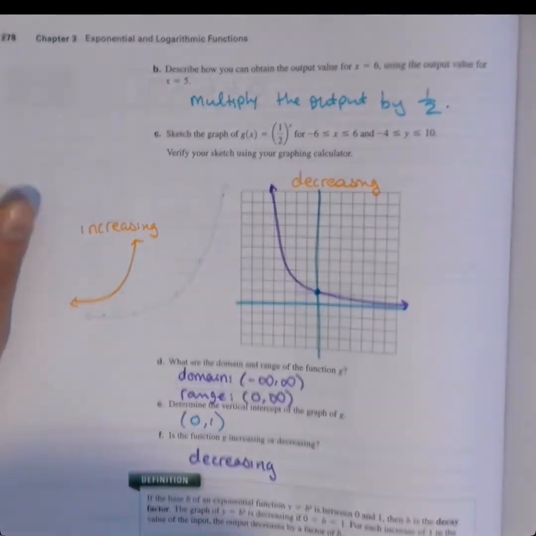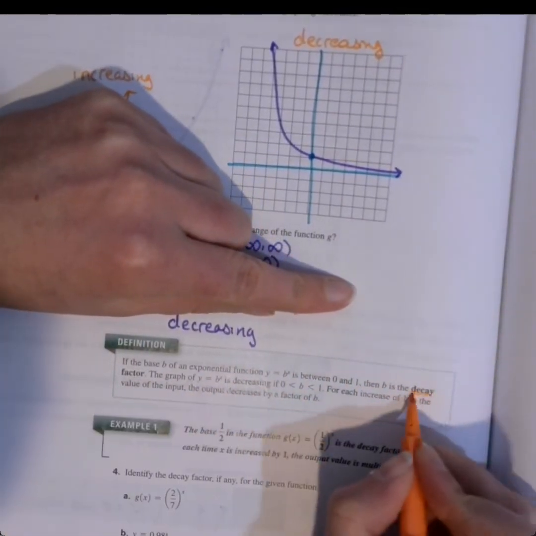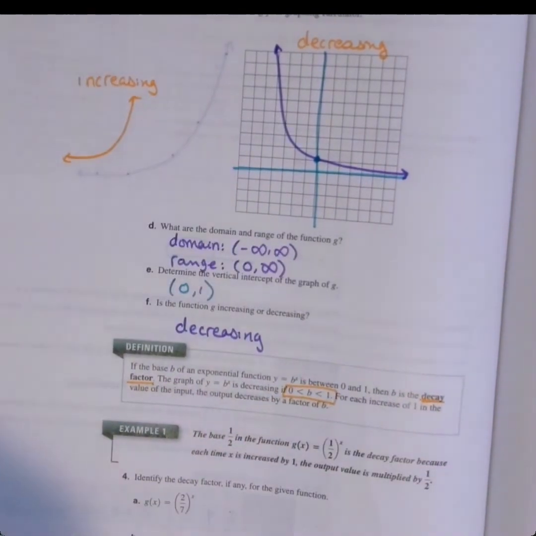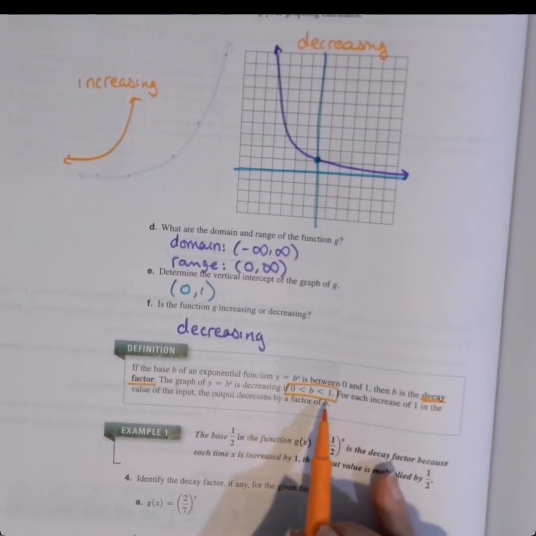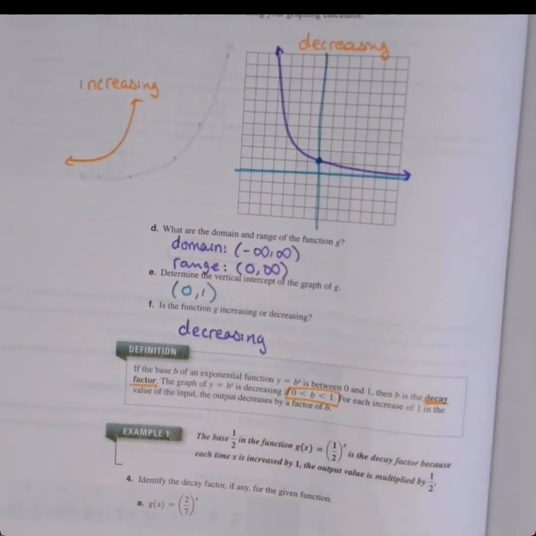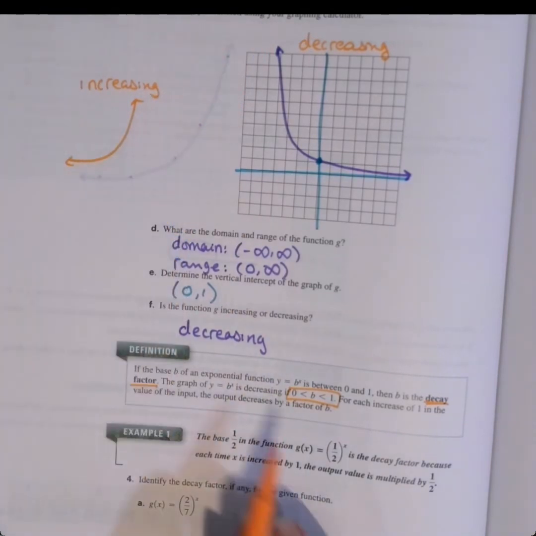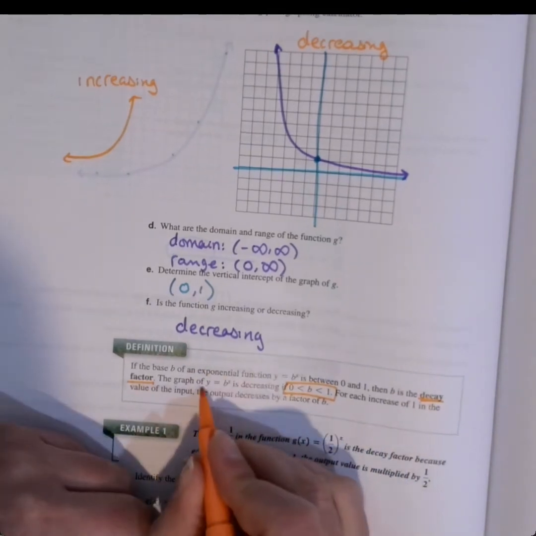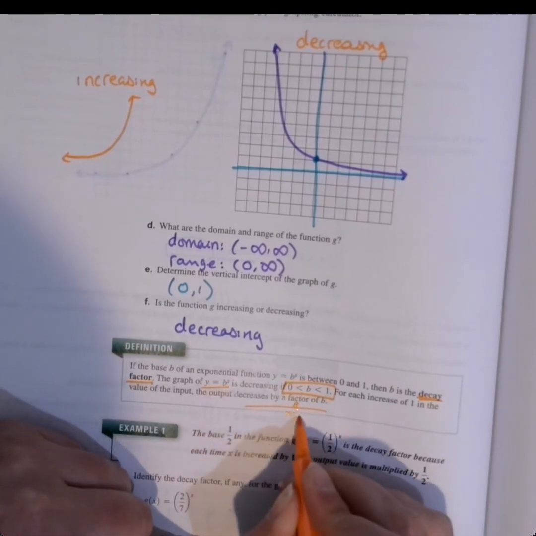Okay, so our exponential function is going to be decreasing or have a decay factor if the value of b, the base, is between 0 and 1. So the base has to be positive, but it has to be less than 1 if it's going to be a decay factor. The base for this one, remember, was 1/2. 1/2 is between 0 and 1, so I have my decreasing exponential function. And again, it decreases by a multiplicative factor of b.